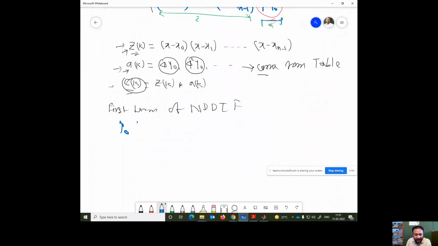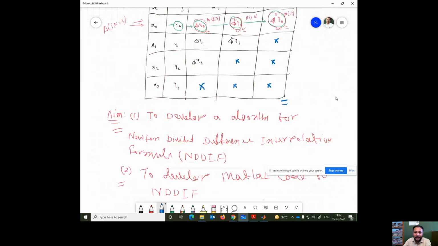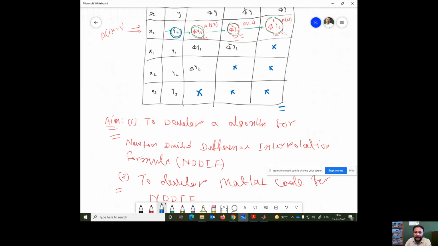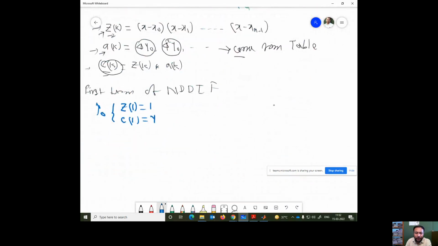Suppose z1, suppose k is equal to 1, and c1 is equal to y. Suppose this is the y value I have inserted for you. What is the value of y? I will take it from the table. Value of y means I will take the first value, so y1.